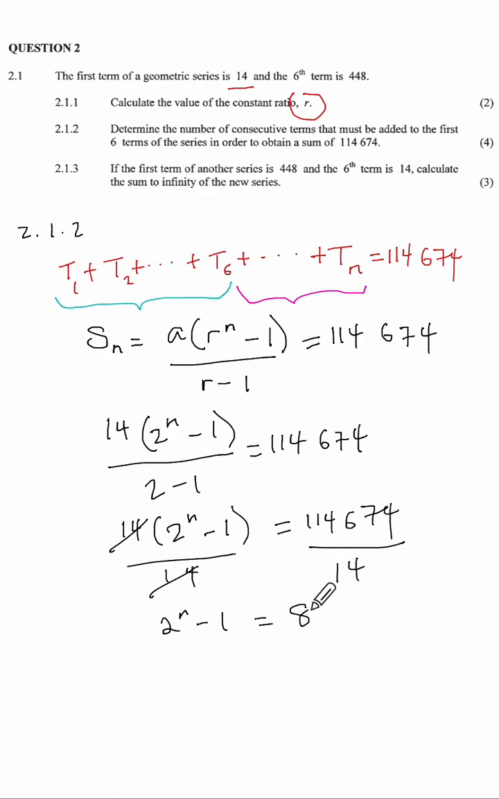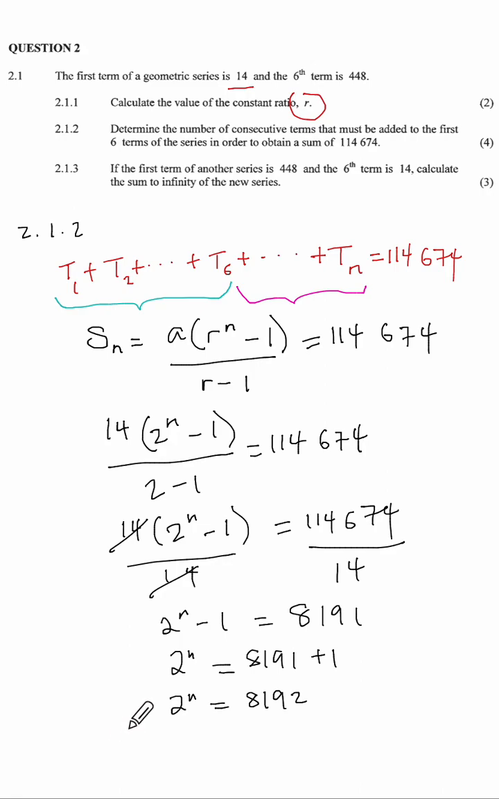It would give me 8191. And then I take this -1 to the other side because I just want to remain with 2 to the power of n on this side. 2 to the power of n is equal to 8191 plus 1. So that would be 2 to the power of n is equal to 8192.